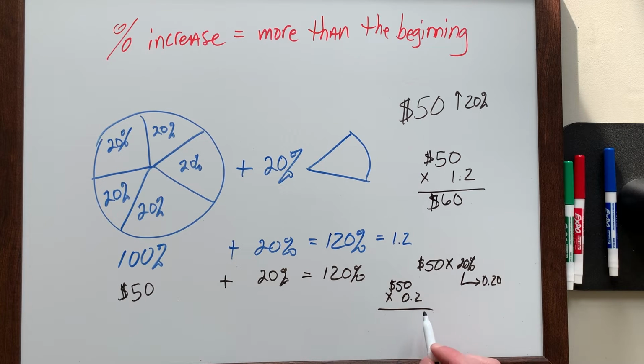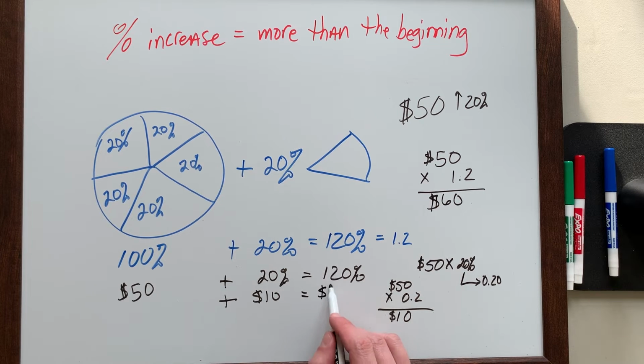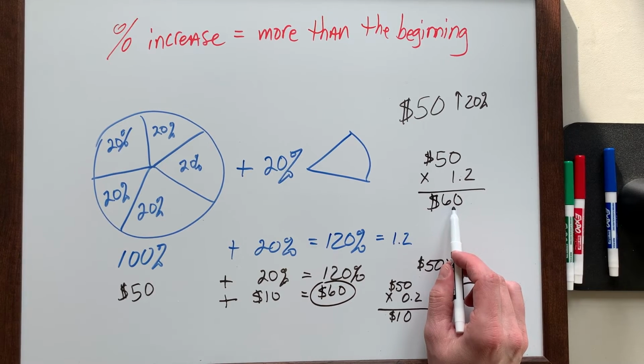When I do this math, I'm going to end up with $10. You can check that in a calculator if you want to. $10. Now, that $10 is not the new price. That's the adder. We started with $50, but the 20% that I added is $10. So $50 plus $10 is $60, which is the same answer that we got over here, okay?